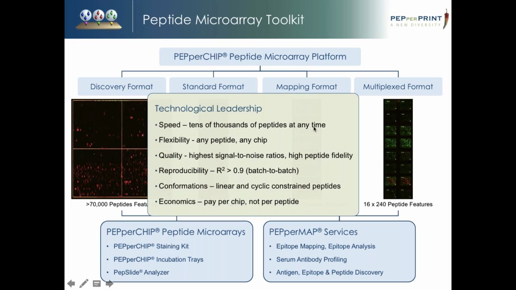So as mentioned briefly, since we have the direct spotting onto the glass slides, we outperform in speed and also our flexibility, quality, reproducibility. We also do conformational or cyclic constrained peptides, which I'll talk a little bit more about in detail later. And economics: we pay per chip, not per peptide.